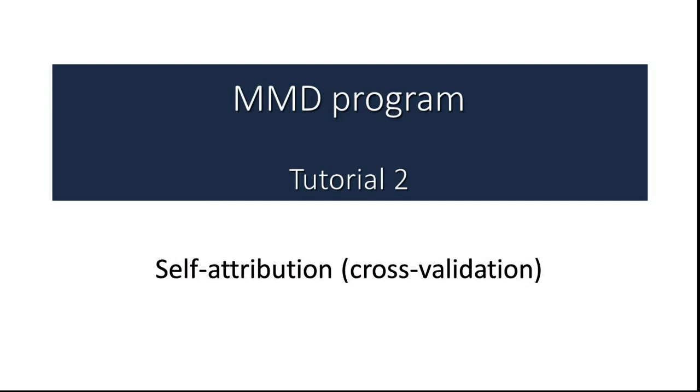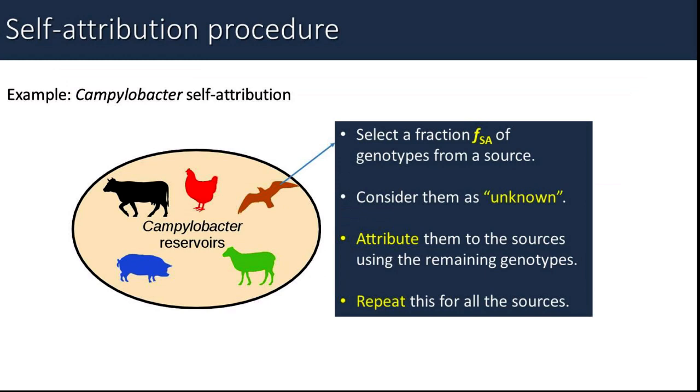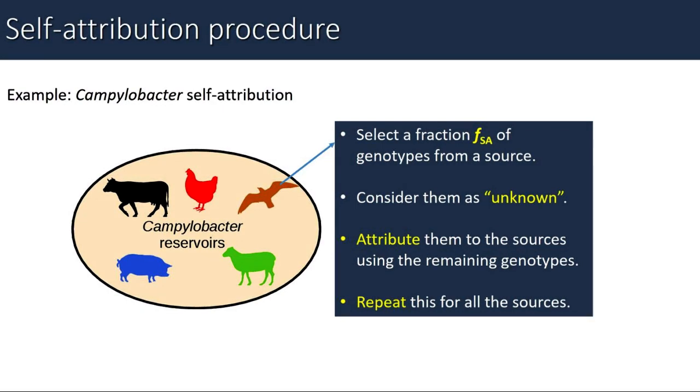This video tutorial shows the use of the MMD program for self-attribution. We will do self-attribution for Campylobacter sources, but the same steps can be followed to study self-attribution for other datasets. For instance, you can try self-attribution for the human datasets provided in the MMD package.